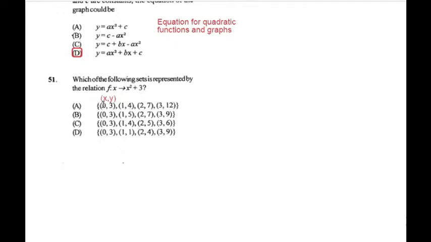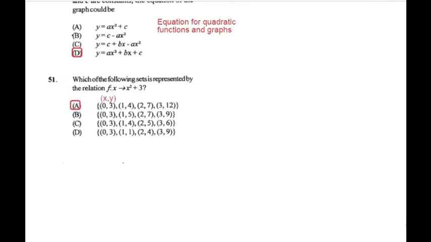So x squared, 0 squared is 0, plus 3 gives us 3. So that's correct. 1 squared is 1, plus 3 gives us 4. 2 squared is 4, plus 3 gives us 7. And 3 squared is 9, plus 3 gives us 12. So A looks like it is the answer, but let me just check the others.